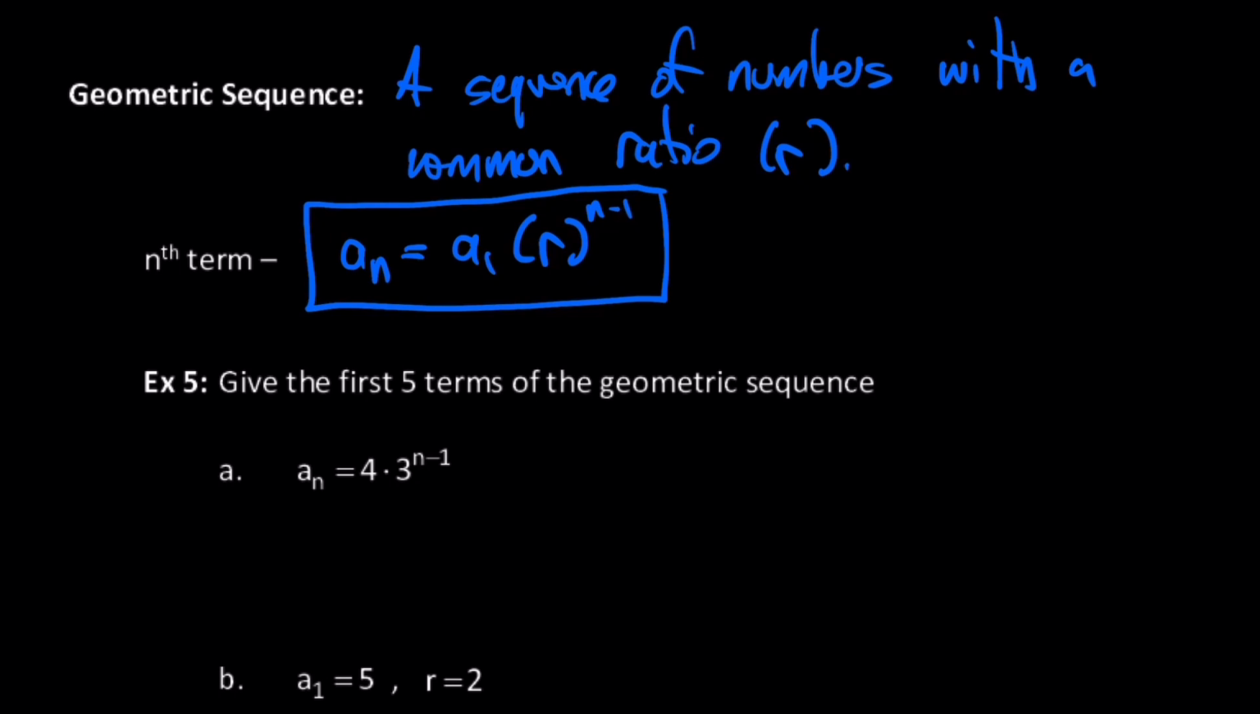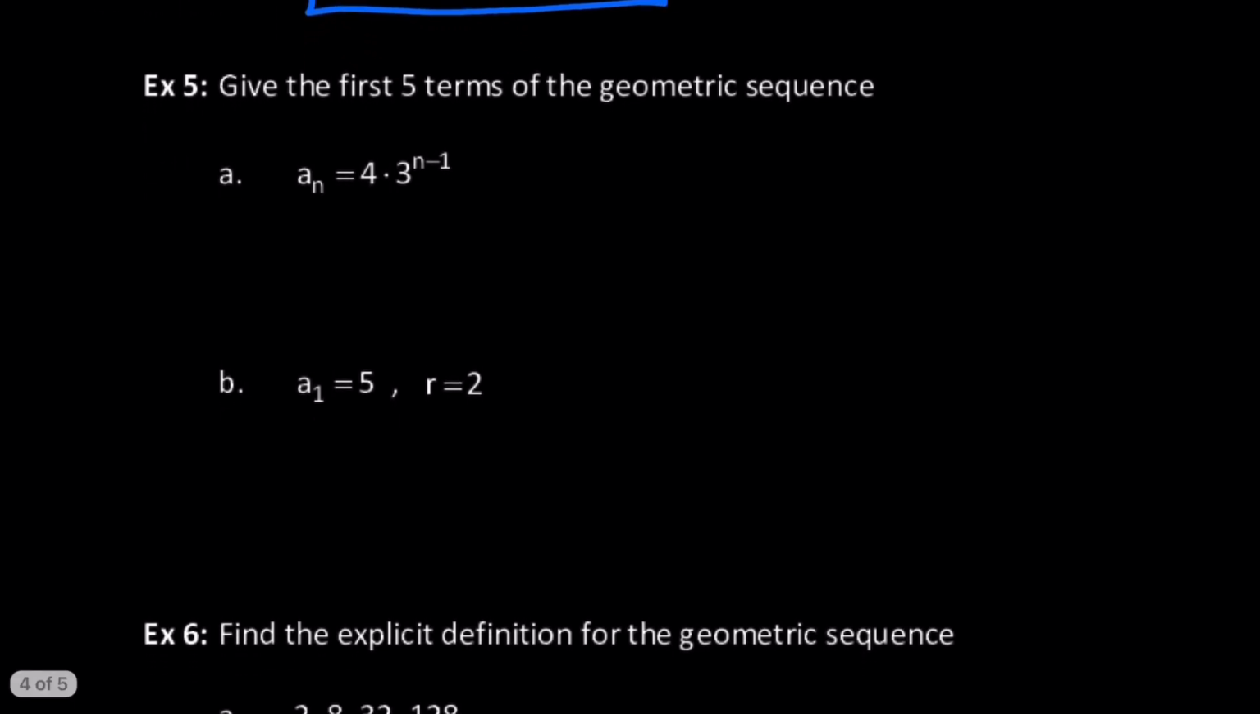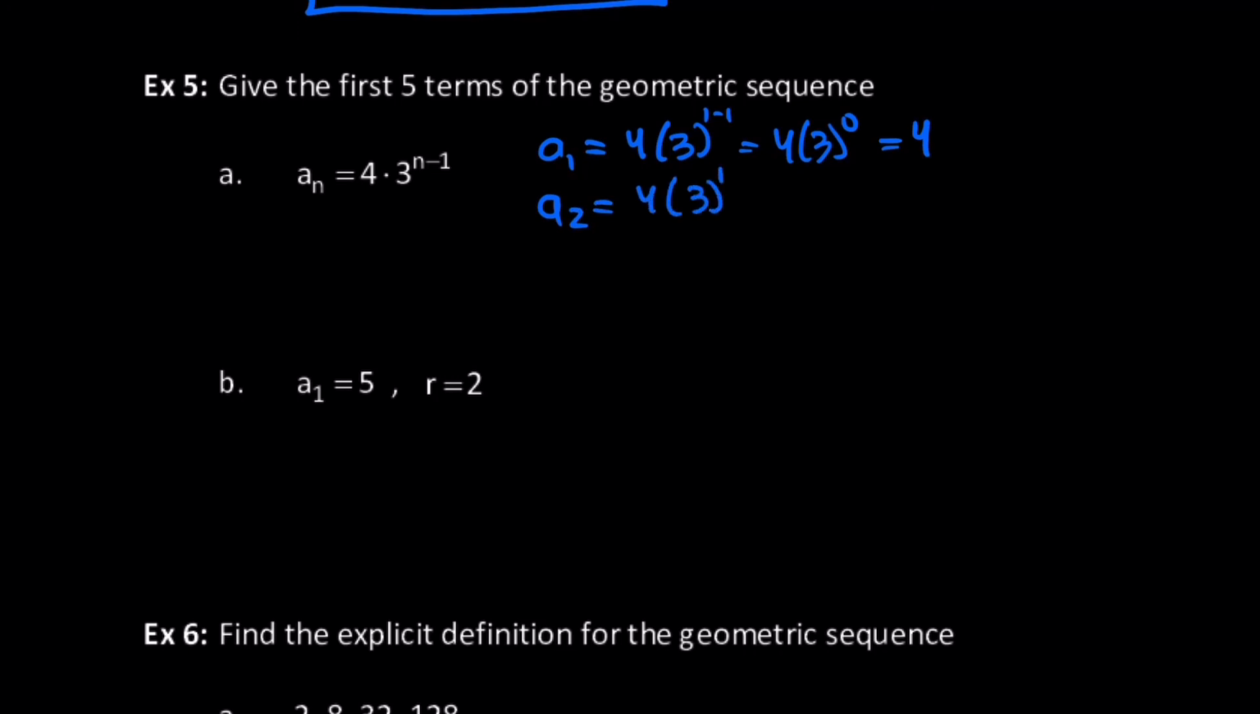Okay, give the first 5 terms of the geometric sequence. So I'll approach this kind of like I approach the arithmetic. I like to plug in a number for 1 and 2. So this will be 4 times 3 to the 1 minus 1. Well, that's 4 times 3 to the 0. Remember, anything to the 0 power is equal to 1. So that's just equal to 4. A sub 2: 4 times 3 to the first. I'm not going to bother writing 2 minus 1. Well, 4 times 3, that's 12.